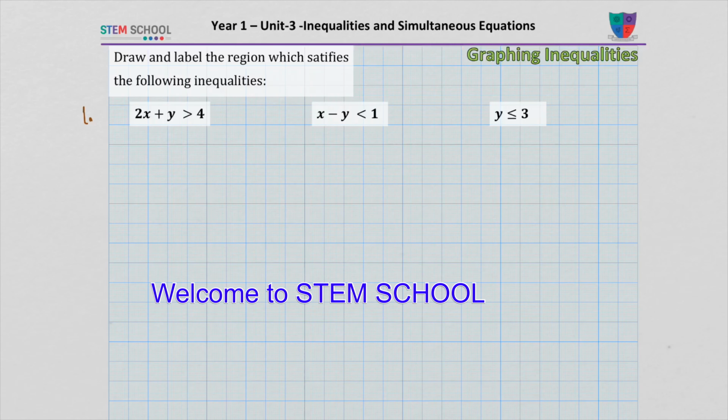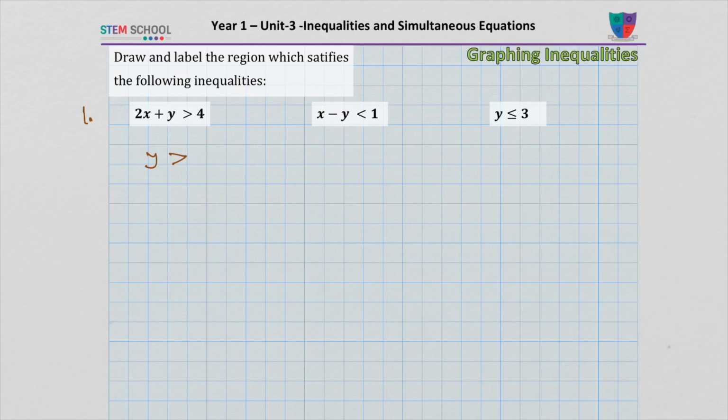Question 1. So we first of all rewrite this. Say y is greater than minus 2x plus 4. And then we can write it as the equation y equals minus 2x plus 4. And to plot the graph, I would say when x equals 0, so if I put 0 here, that'll be 0 times minus 2, that's 0, then that means y equals 4, right? So that is y equals 4.